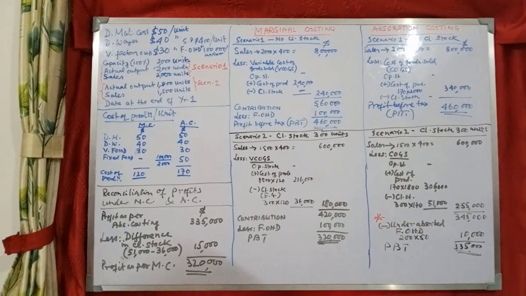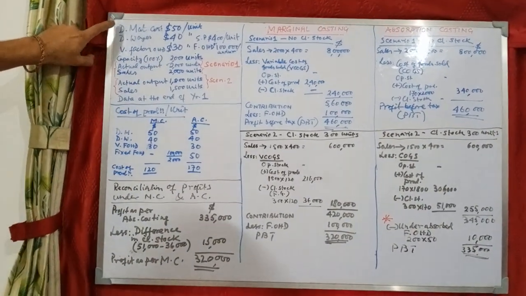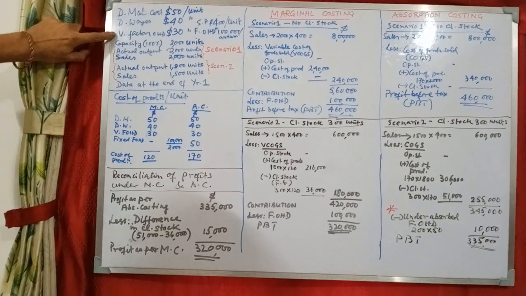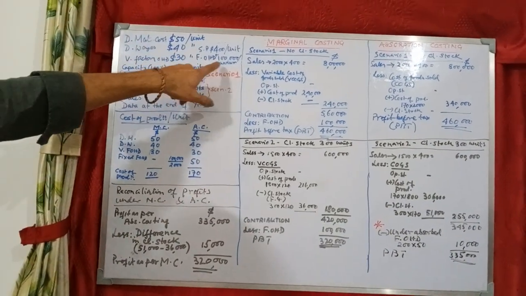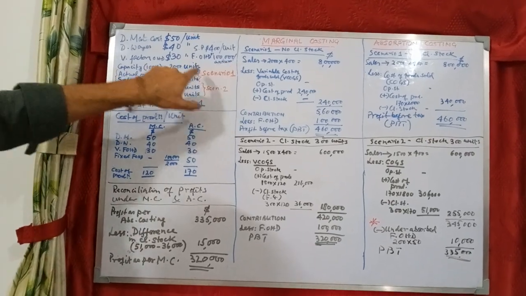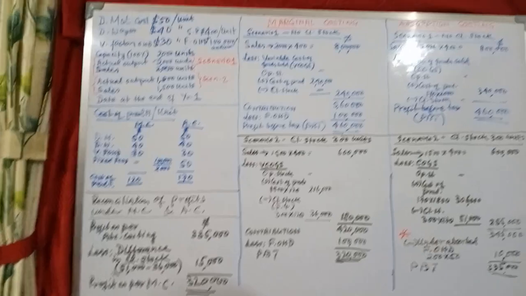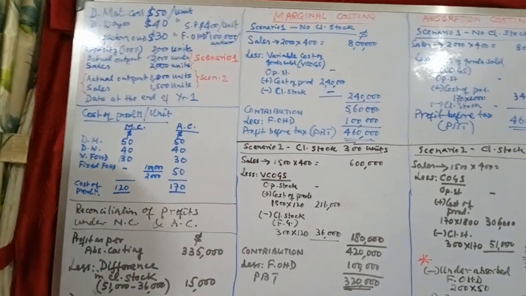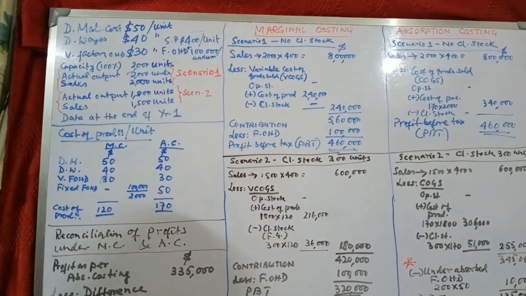Now we have taken one numerical example where this is the direct material, direct wages and variable factory overhead cost per unit. Fixed overhead is given as 100,000 per annum. Selling price is $400 per unit. The installed capacity is 2000 units. 100% capacity is 2000 units.